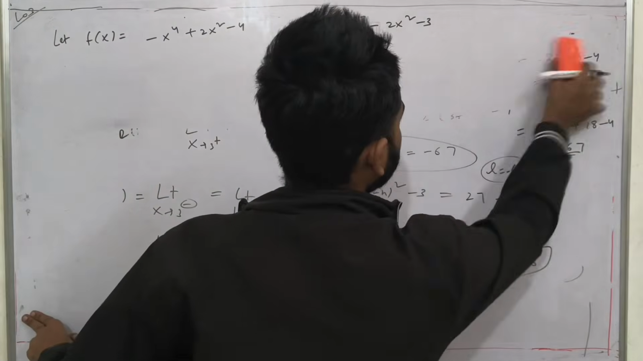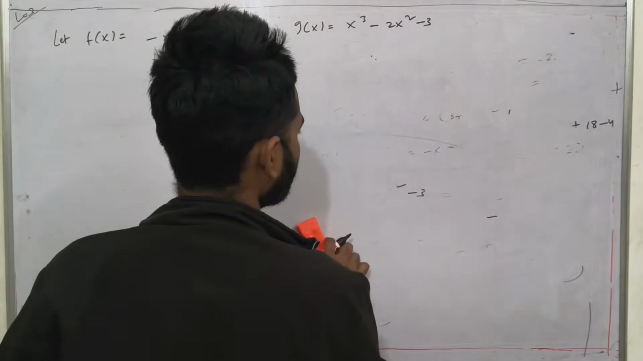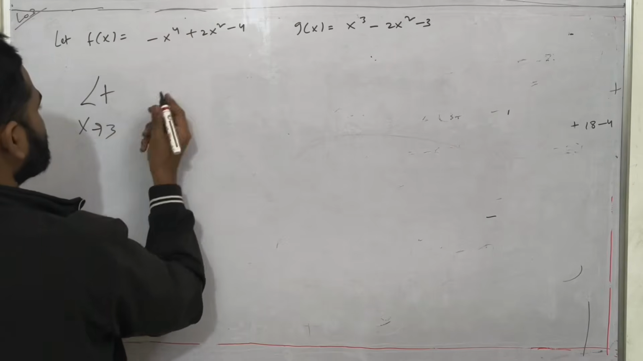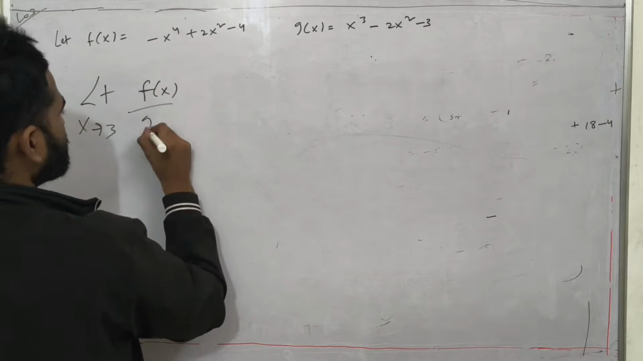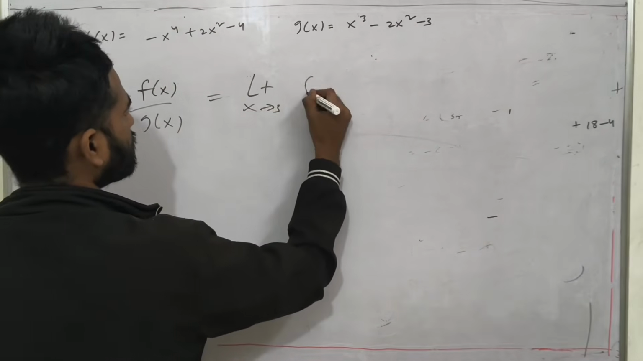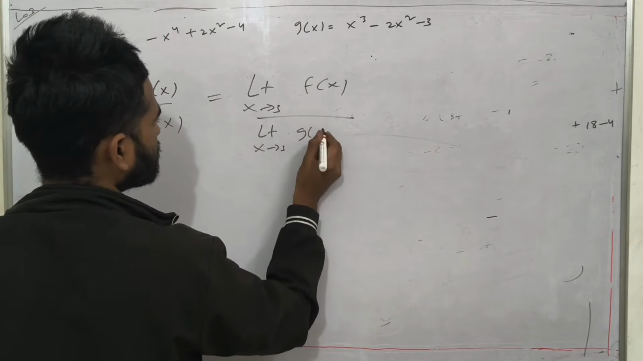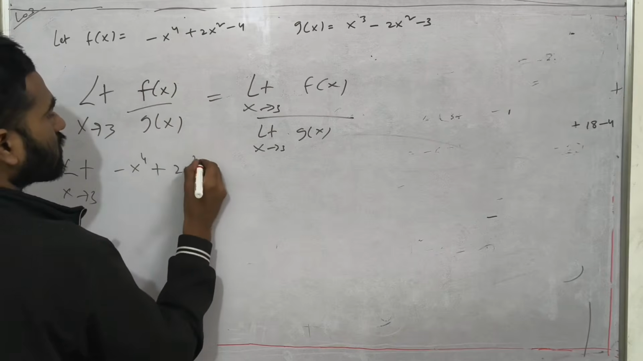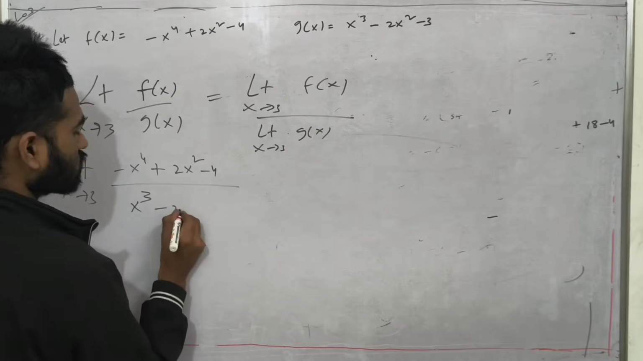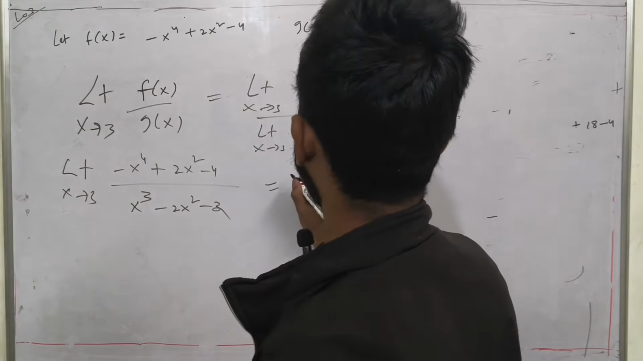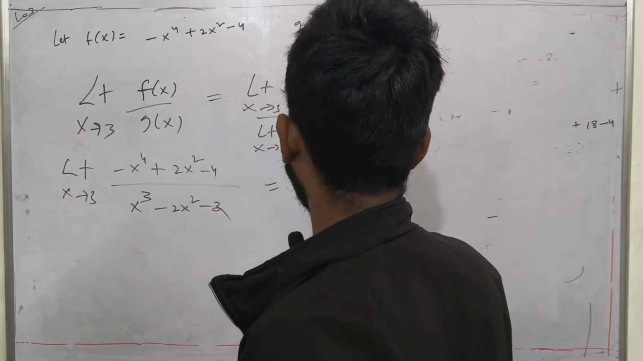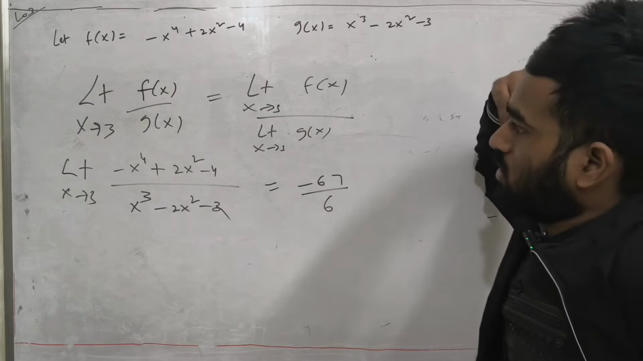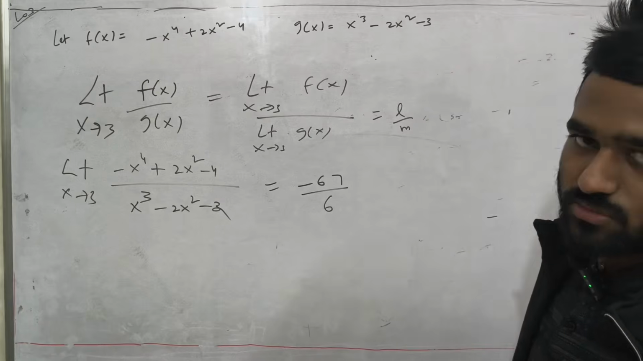So now we can use that formula. Our question is the limit as x tends to 3 of f(x)/g(x), which equals limit of f(x) divided by limit of g(x), that is (-x^4 + 2x^2 - 4) over (x^3 - 2x^2 - 3). With the values we got, -67 and 6, this equals L by M, which is -67 by 6.